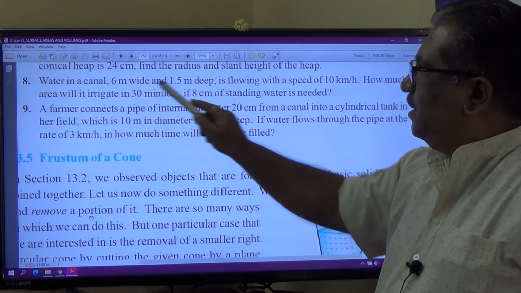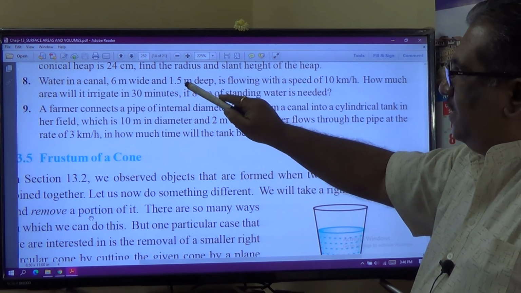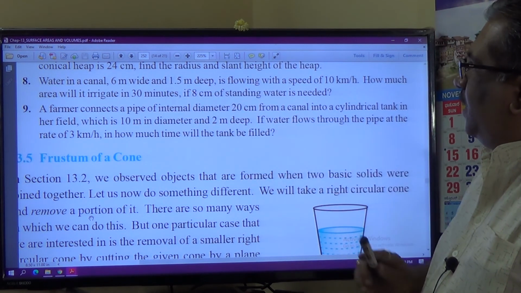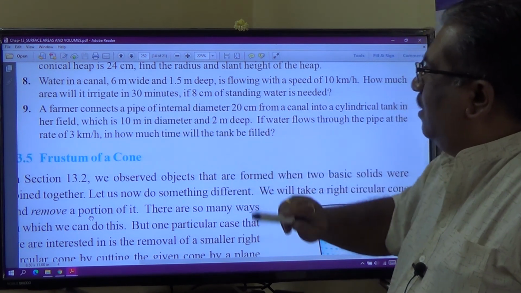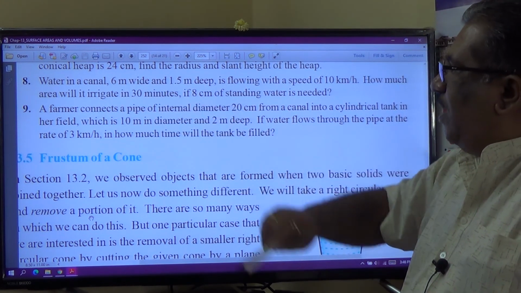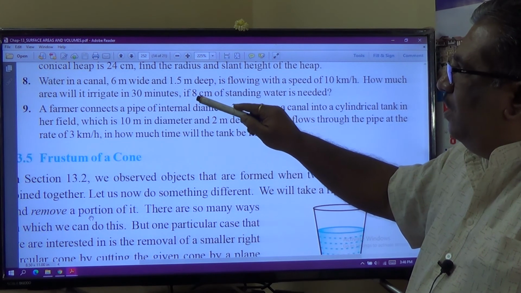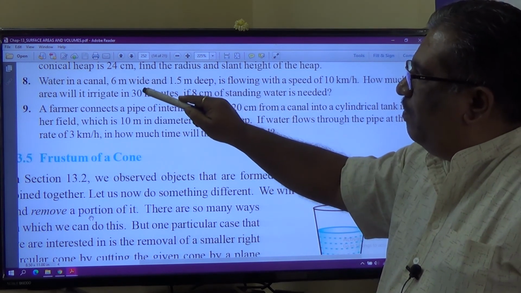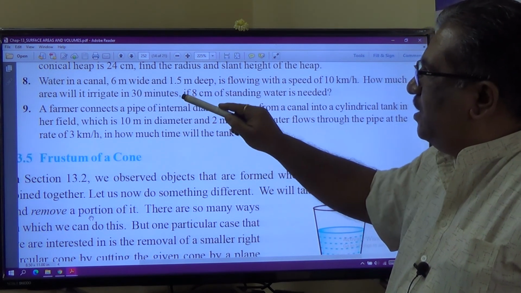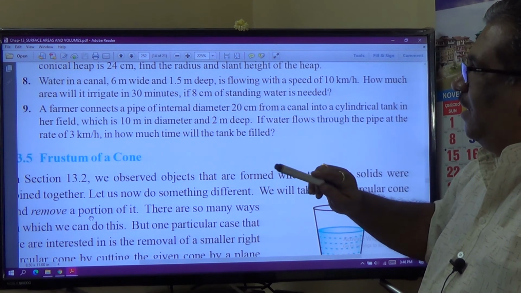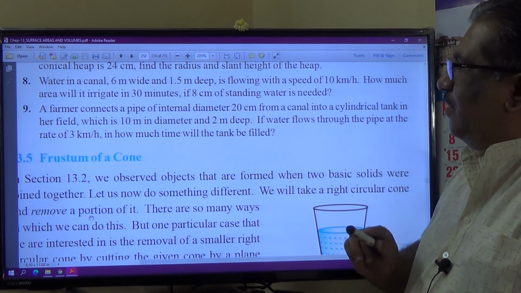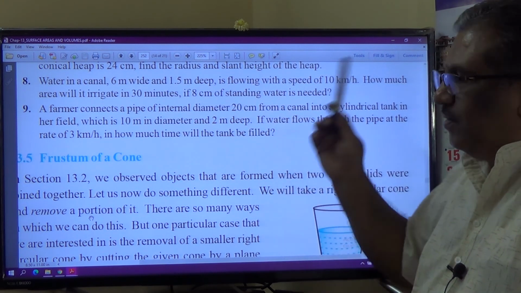That means canal width is given to us, height, that is depth, is given to us, so the area of cross section of the canal is possible. Speed of the water is given, and also time is given. So 30 minutes is converted to hours. Volume of water through the canal in 30 minutes is equal to the volume of water collected on the ground with a height of 8 centimeter. So that is the given information. Let's solve this on the board now.